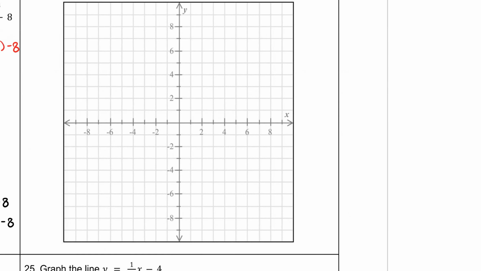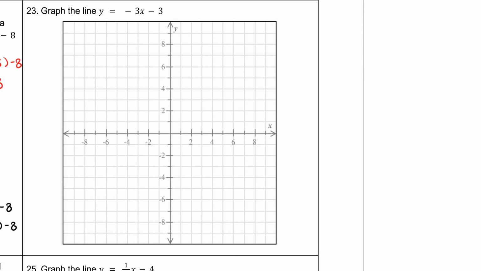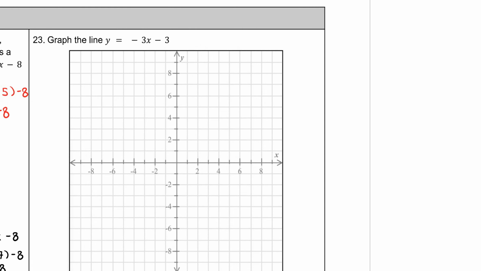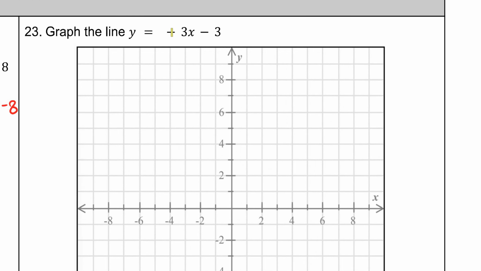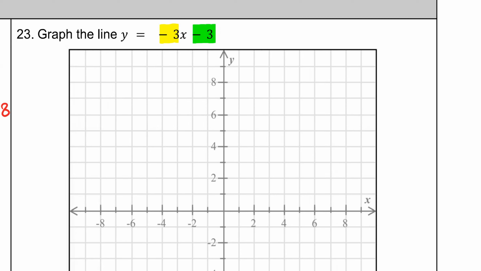Okay, moving on to question number 23 now. Okay, so I need to graph this linear line here. So when you're graphing this line, you want to take a look at your slope here and your y-intercept. Now, when I look at my slope here, which is the negative 3, you want to make sure you can translate that into a rise over run. So you're really going up 3, and because of that negative sign, you're going left 1. Sorry, you're going left negative 1. And you're going to start at a y-intercept value of negative 3.